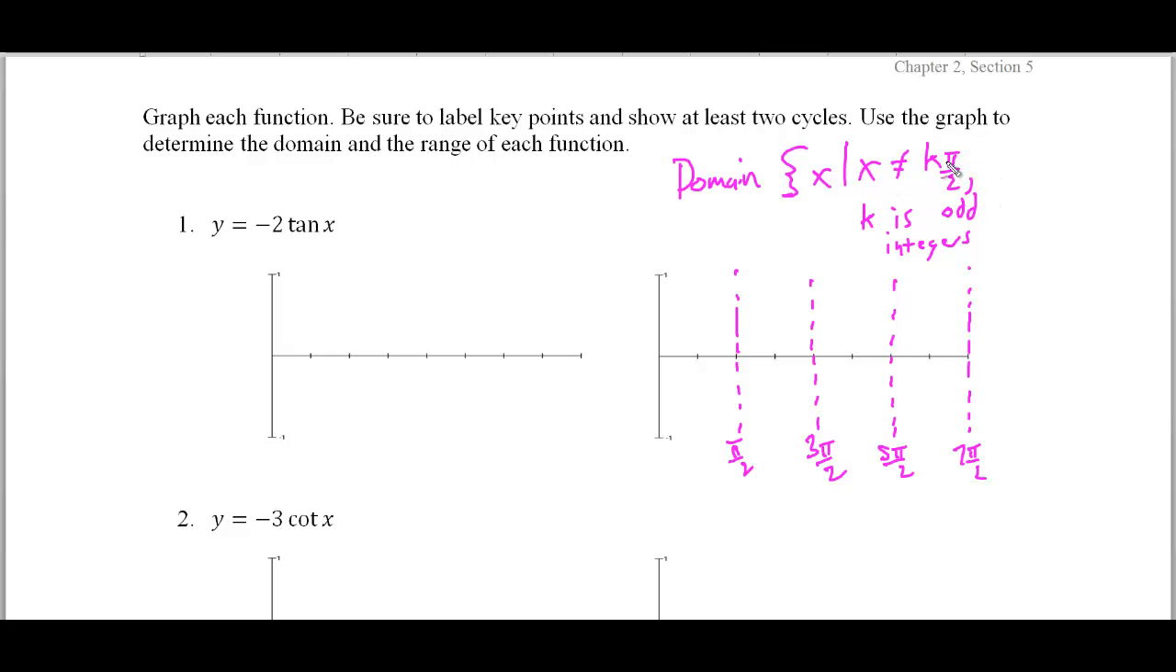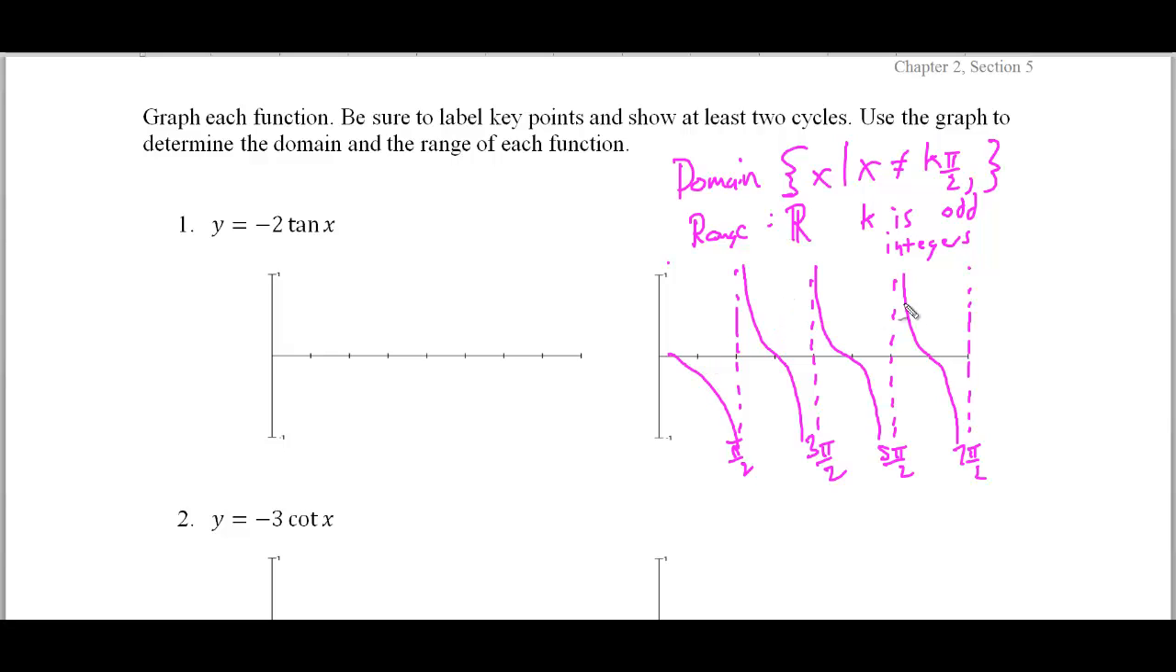The domain can be everything except those values where k is going to be an odd integer. Now, the range of the function is going to be all real numbers. So the range is all real numbers because you have these lines that at this stage of the game we're going like this, so you could have infinitely big y values with no exceptions in any of these places right there. All right, cool. Now let's keep going on from here.